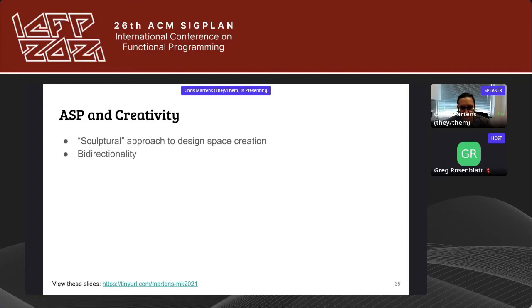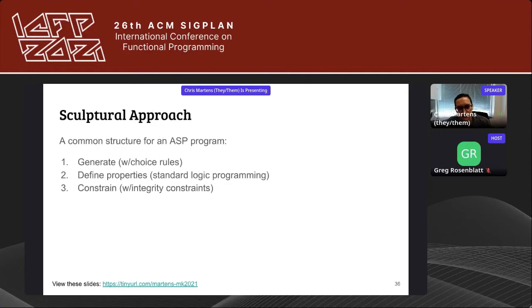By sculptural approach, what I mean is that often an answer set program consists of three sections. One part where you generate content, usually with a bunch of choice rules. One where you do some standard logic programming to define whatever properties you want. And then another where you add integrity constraints to chisel away at the space. I'm using that metaphor deliberately to fit with the sculptural approach idea. To go back to our earlier terminology, generating with choice rules is a bit like the additive part of procedural content generation, and constraining things with integrity constraints gradually carves away bits of that search space and is more like the subtractive aspect of content generation.